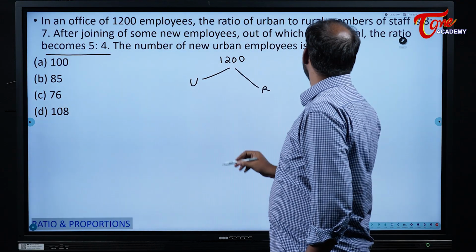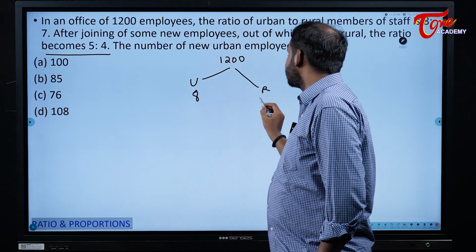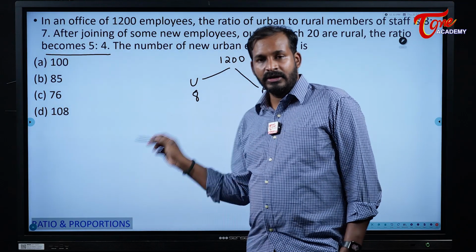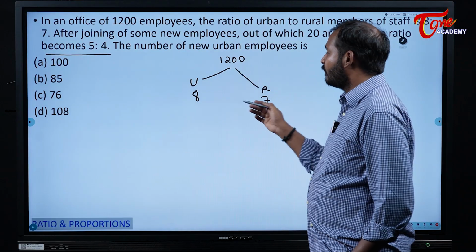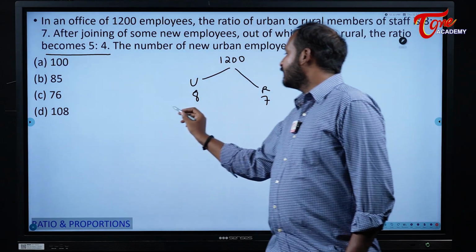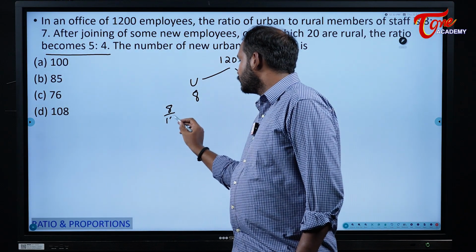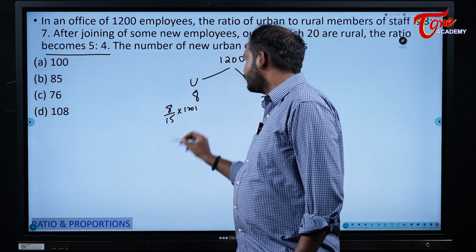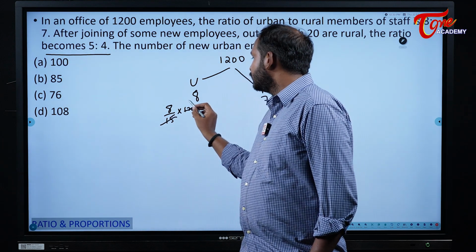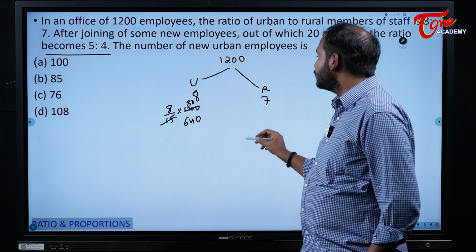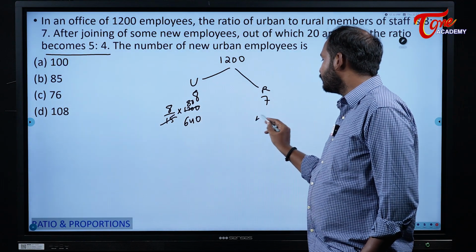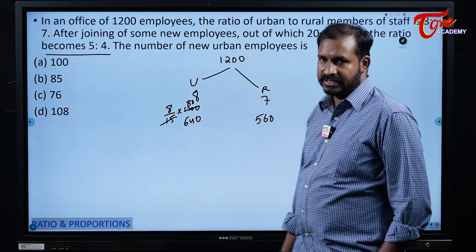Urban is of how many parts? 8 parts and rural is of 7 parts. So now tell me what is the urban strength in the office? 8 by 15 into 1200. 15, 8 is there. So 640 will be from urban and the remaining 560 will be from rural. If you calculate, you will get the same answer.